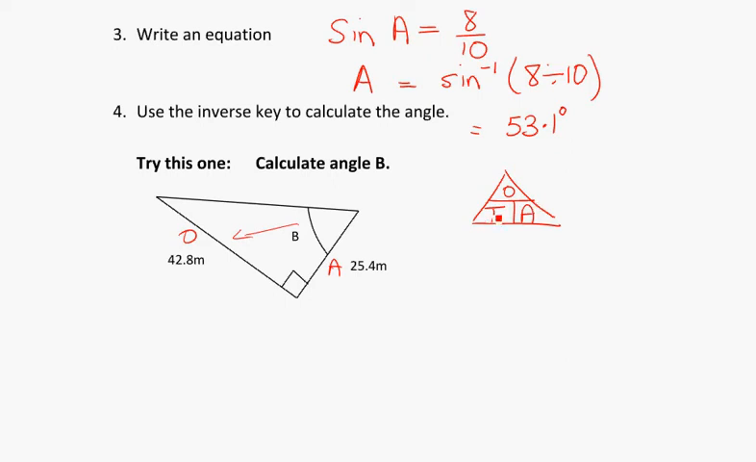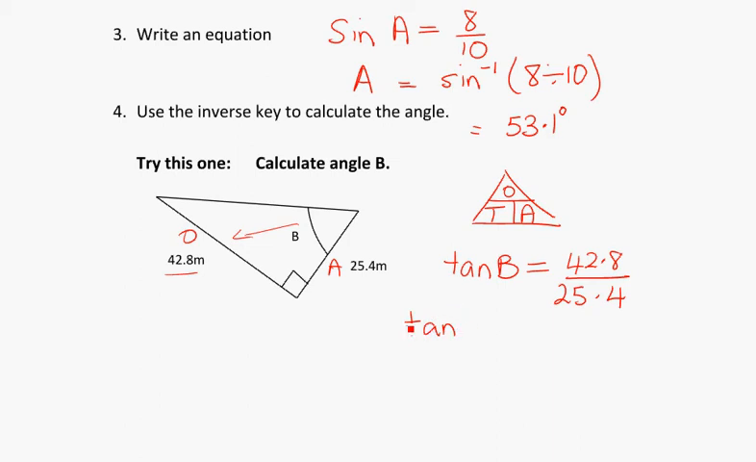Okay, so we have to find the angle, so remember the first thing you write is the tan of the angle. Tan of B equals, now what does it equal? The opposite divided by the adjacent. Opposite is 42.8 divided by 25.4. Now once again, don't forget your bracket and use the inverse tan.